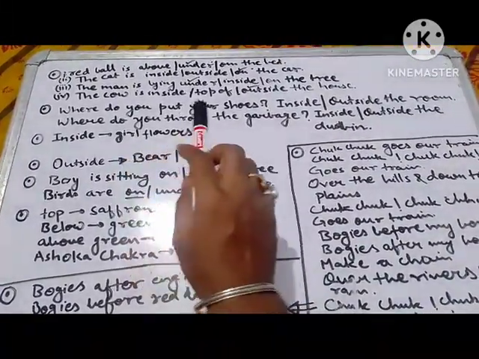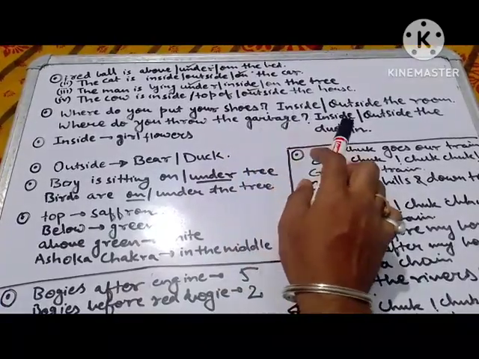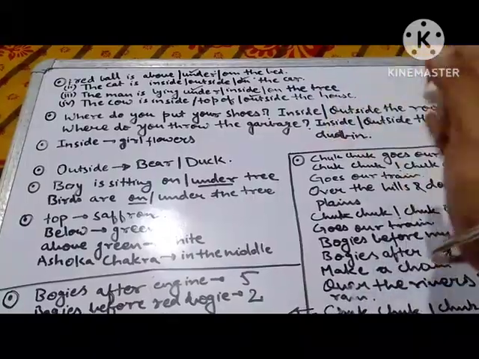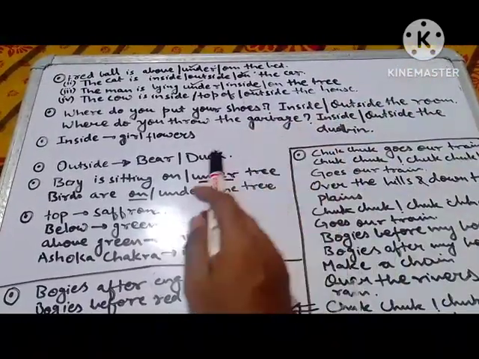The cow is inside or outside the house? The cow is outside the house, because it is on the outer side of the house, so it is called outside the house.